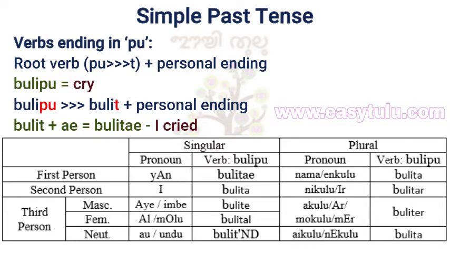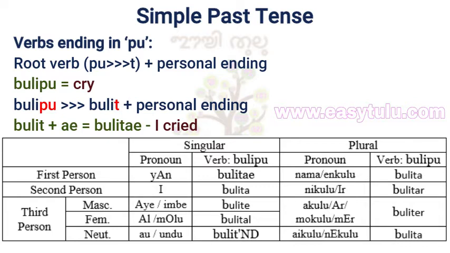I or imbe bulite, he cried. Alu or molu bulital, she cried. Au or undu bulitandu, it cried. Nama or enkulu bulita, we cried.